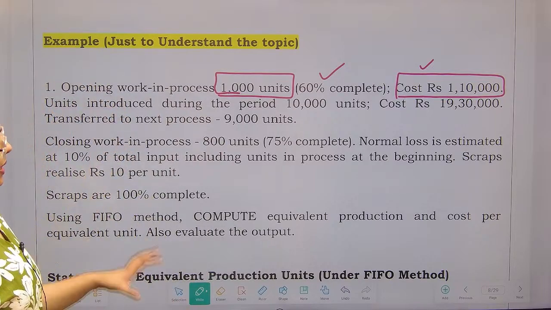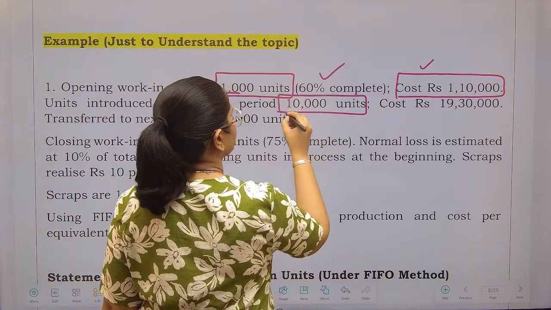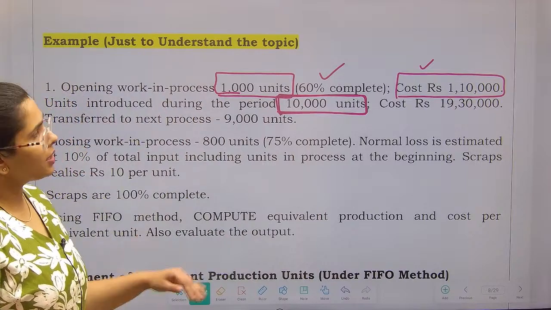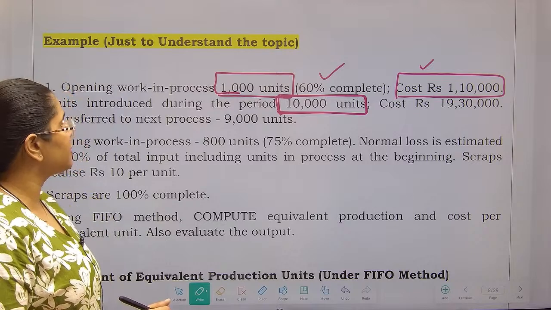Next thing, in this particular process, what is the units that you have introduced? 10,000 units. कितनी units आपने introduce की? 10,000. What is the cost you have incurred onto it? 19,30,000. इतनी आपने cost इस पे incur की.